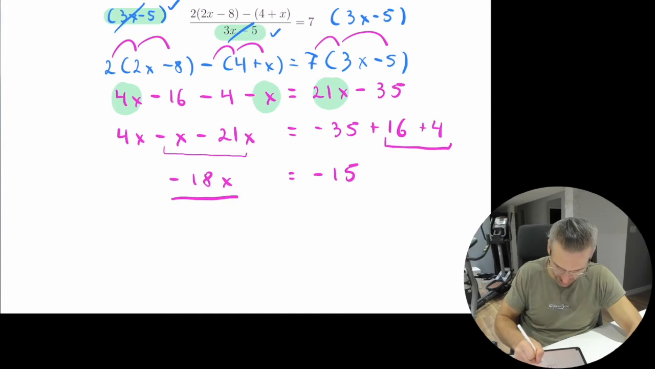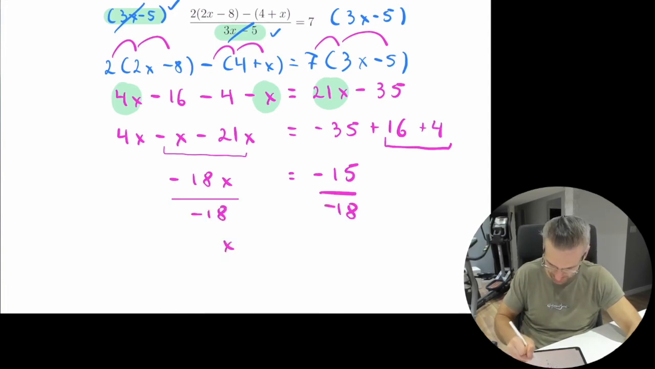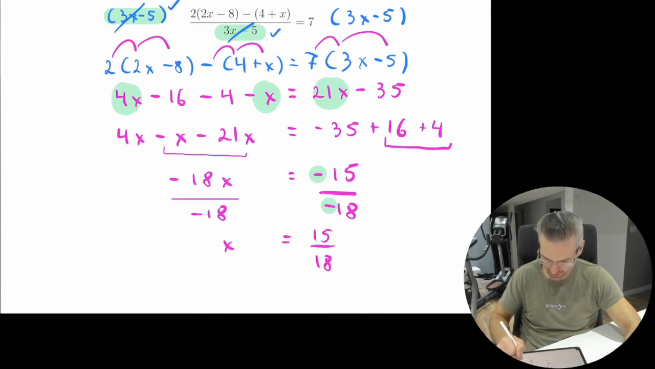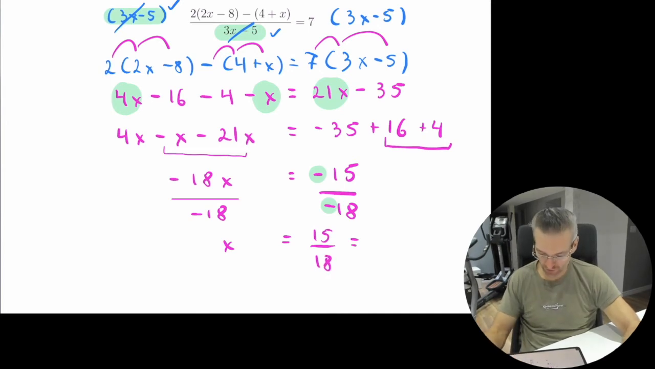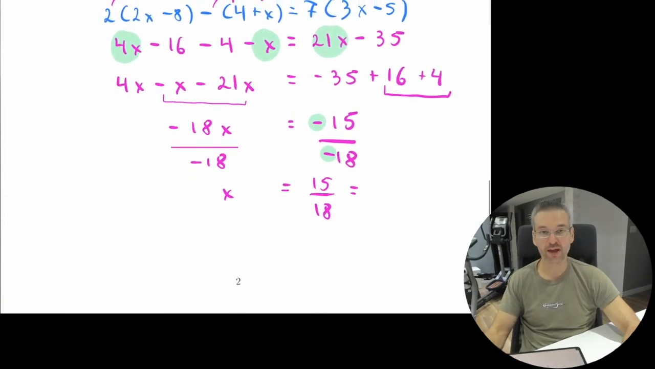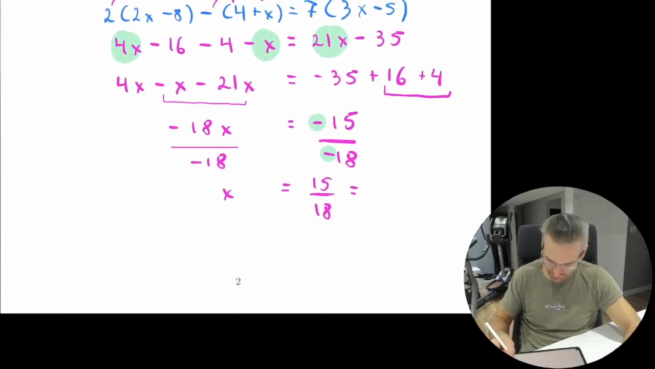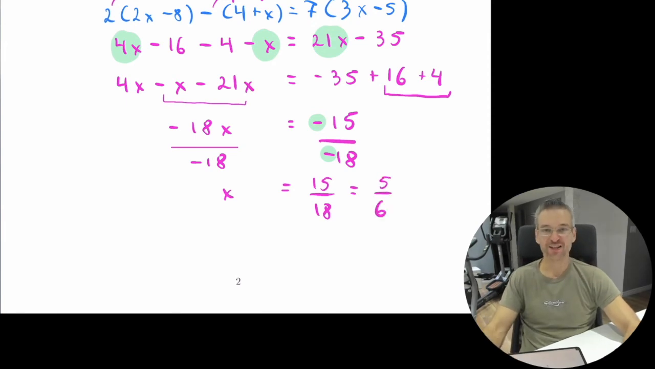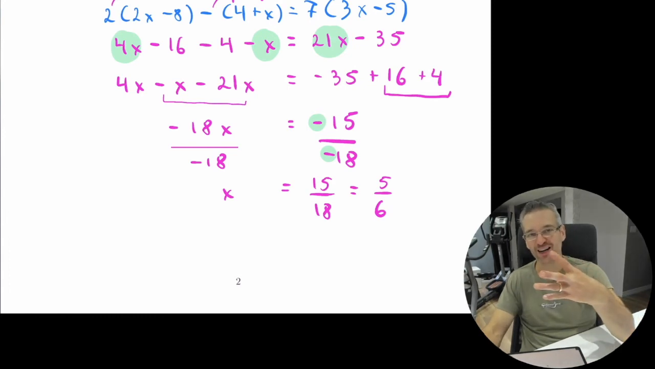Now divide both sides by negative 18, and you are done. Again, these two negatives just cancel, and we have 15 over 18. This one is much easier to try to reduce. You don't have to. It says to leave it as a fraction, so you can leave it there. If you wanted to reduce, you can divide both by 3, and you get 5 over 6. That was question number 4. I wonder if you got it.